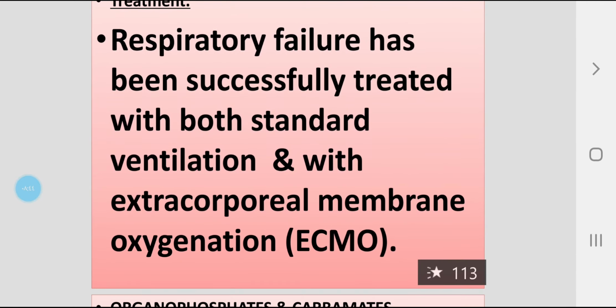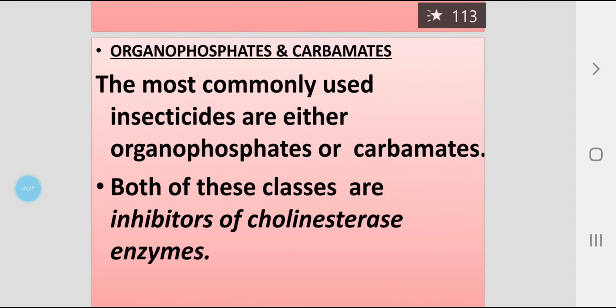Respiratory failure has been successfully treated with both standard ventilation and with ECMO, extracorporeal membrane oxygenation. Now we talk about organophosphate and carbamate poisoning. It is the most severe poisoning emergency in pediatrics.